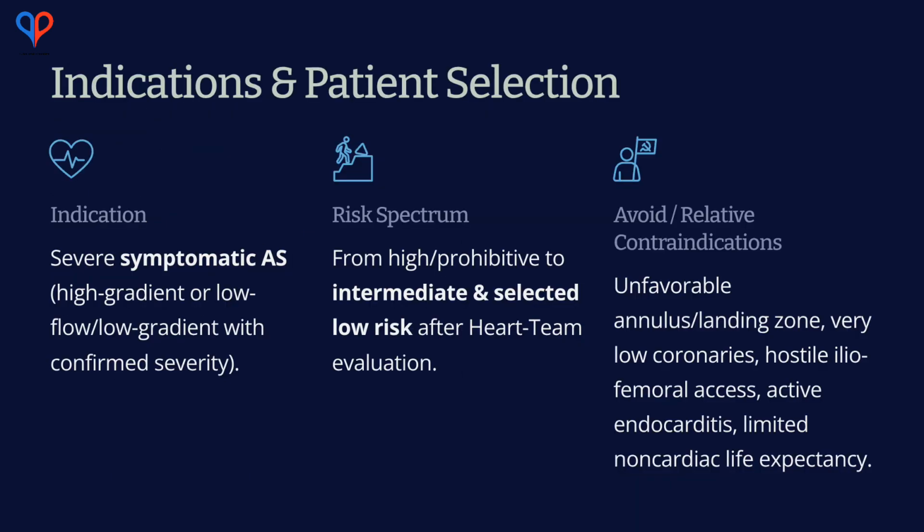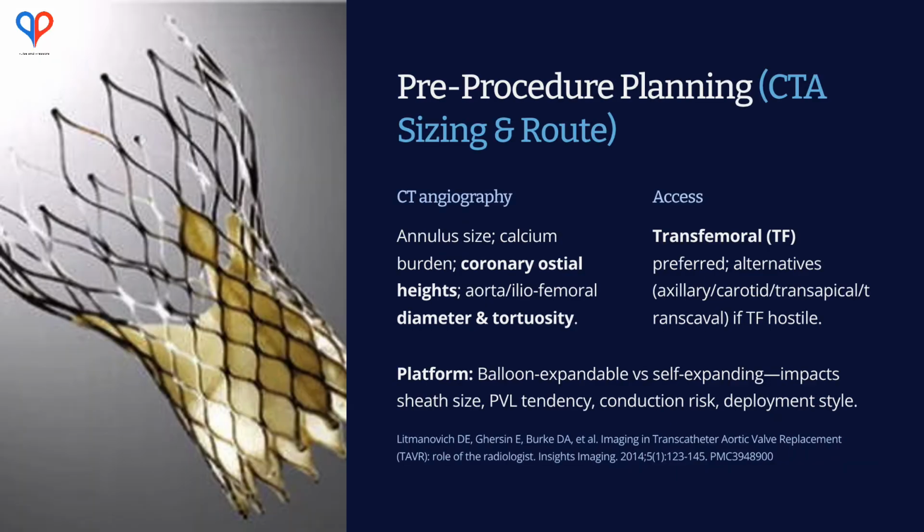We avoid TAVR when anatomy is hostile or unfavorable, coronaries are too low, infection is active, or non-cardiac disease limits meaningful survival. Planning depends on the CT and sizing.